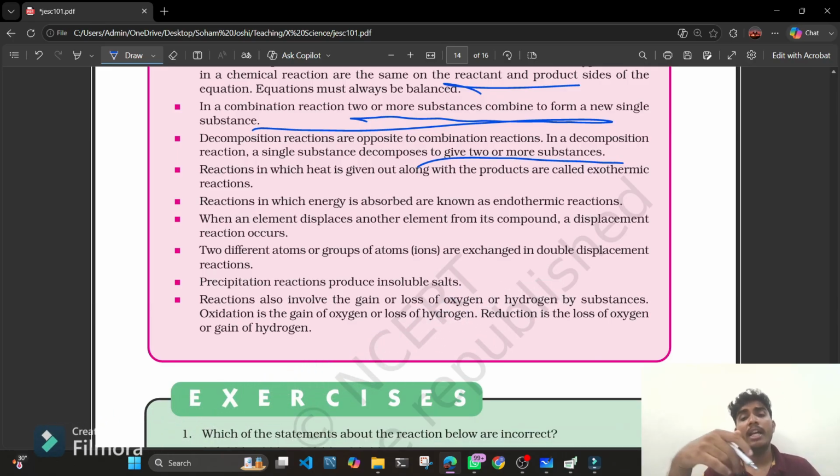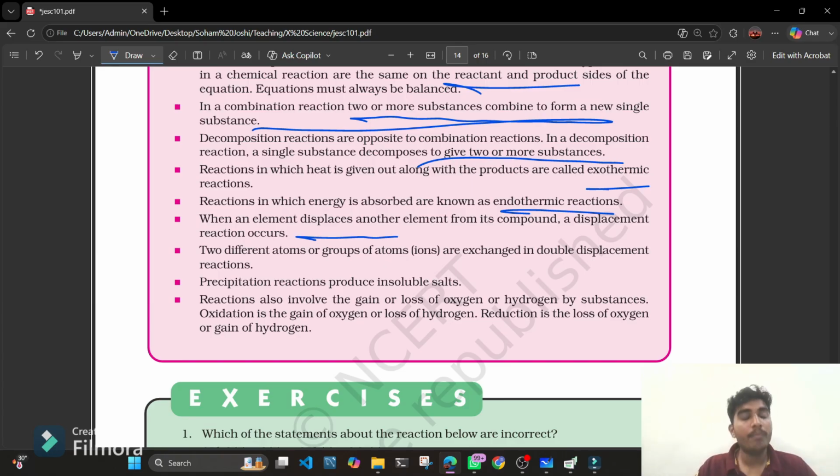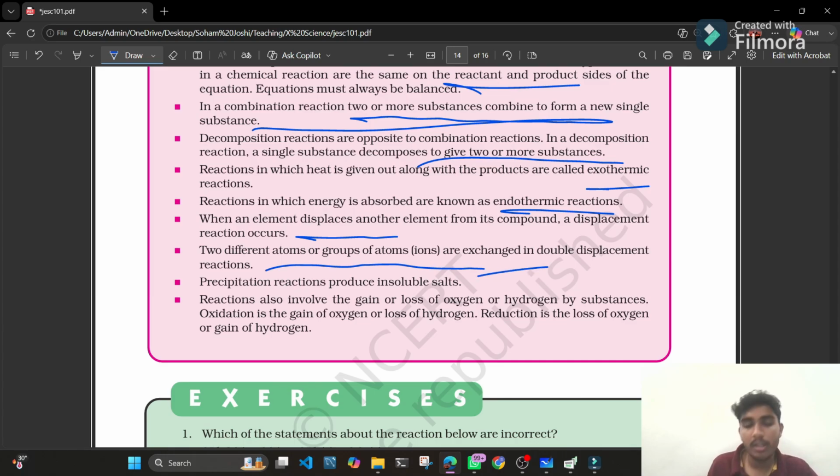Then we saw exothermic reactions. Basically, the reactions in which heat is released are called exothermic reactions. Then we saw endothermic reactions, the reactions in which heat is absorbed. Then we saw displacement reaction, when one element displaces another element from its compound and forms another compound. Basically, a more reactive element displaces the less reactive element. Then we saw the double displacement reaction in which two different atoms or groups of atoms are exchanged.